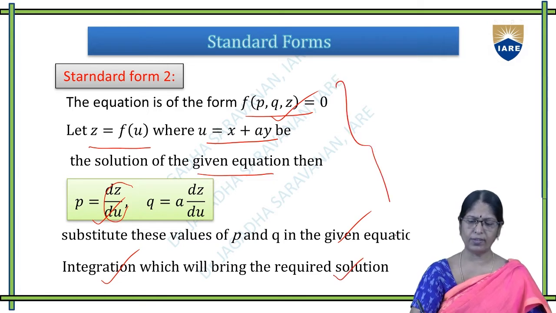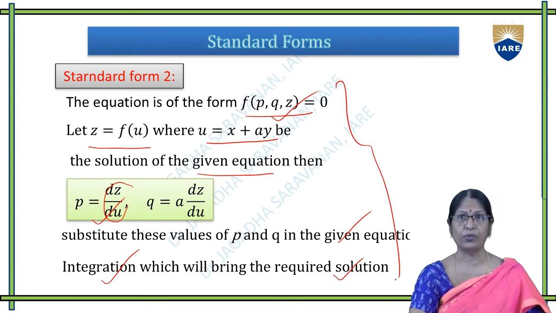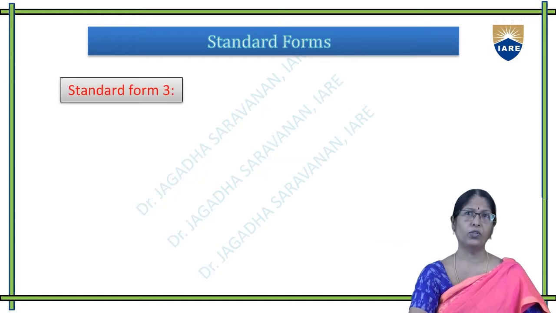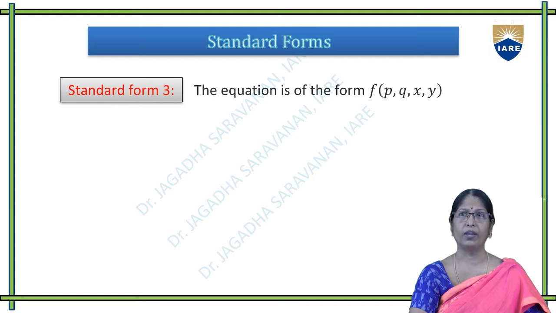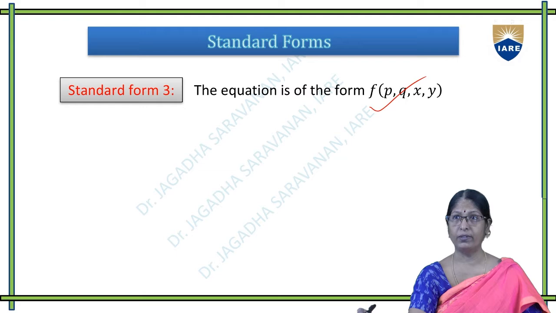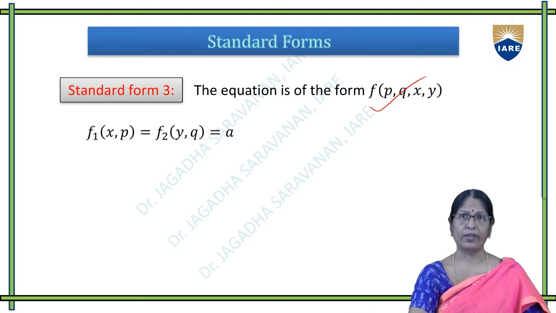So these are the steps to be followed for the standard form 2. Coming to standard form 3, that function should have P, Q, X, Y. Z is compulsorily not playing a role. Next, what are the steps to be followed?